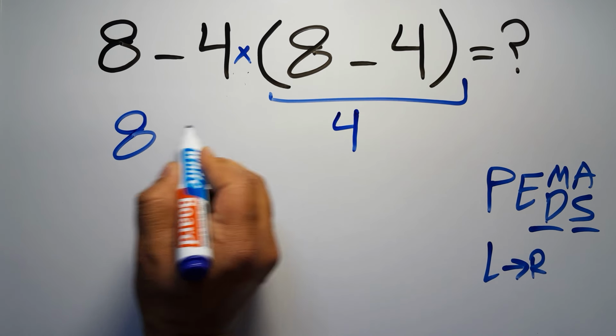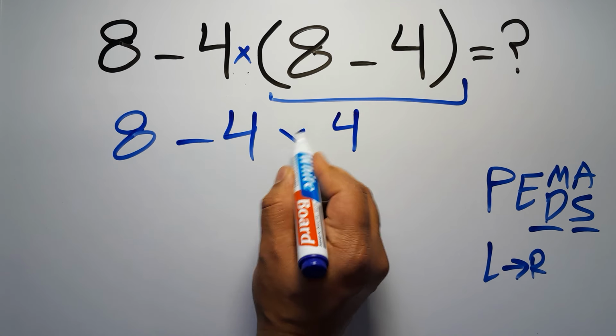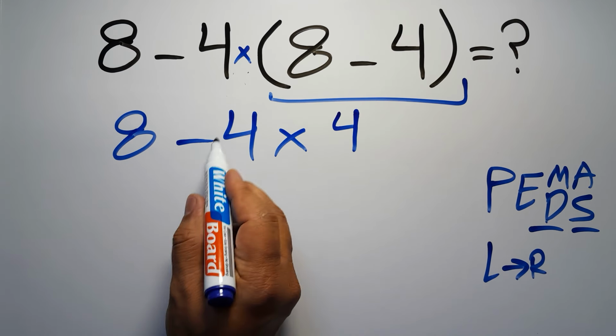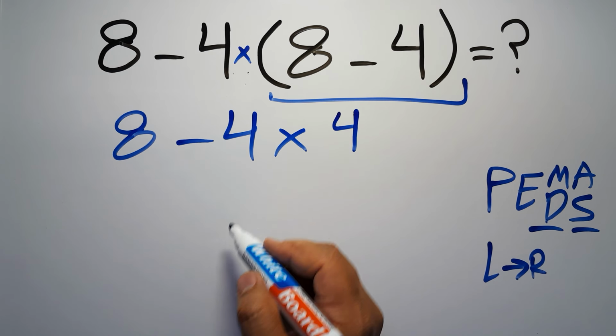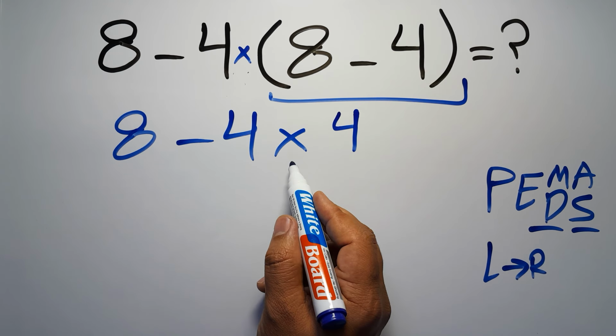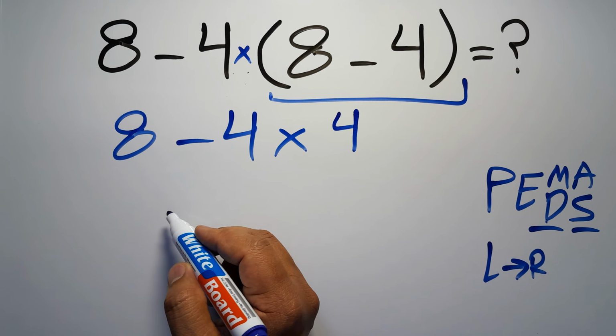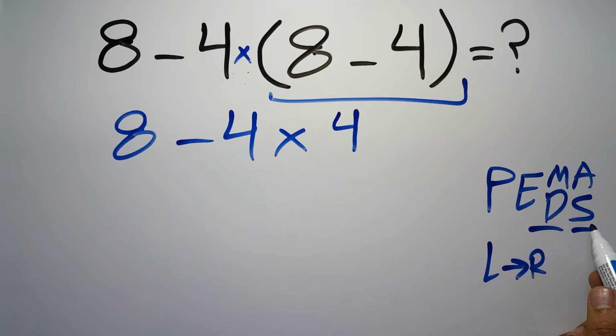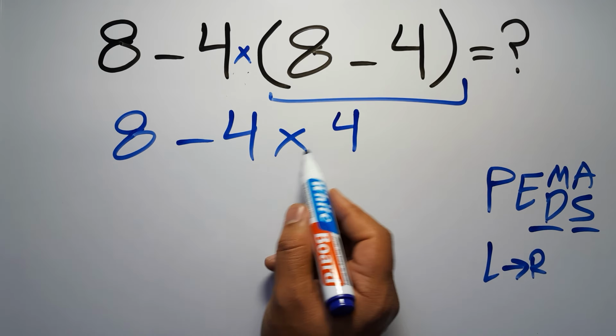So 8 minus 4, then times 4. Now we have one subtraction and one multiplication. According to the PEMDAS, multiplication has higher priority than subtraction, because multiplication comes before subtraction. So here first we have to do this multiplication.